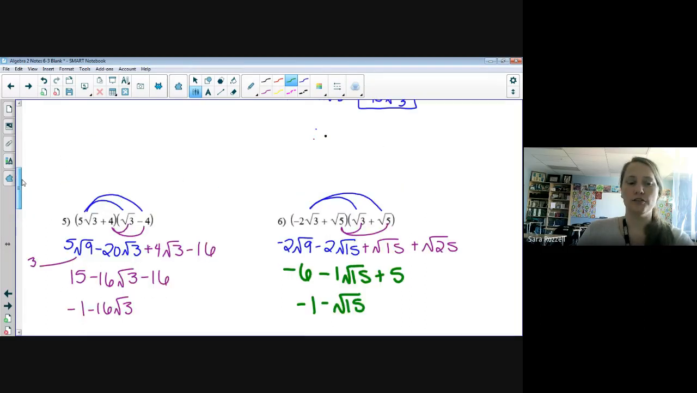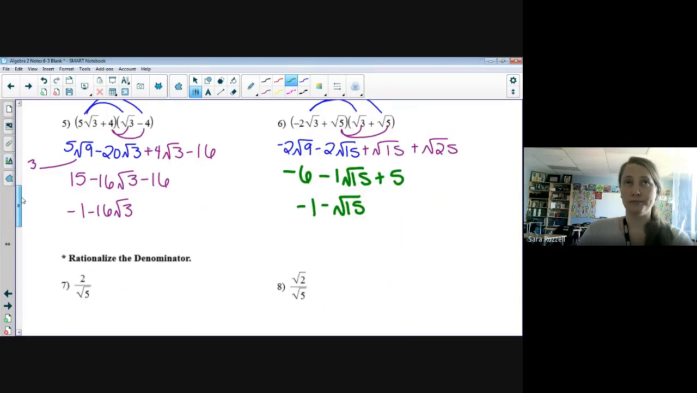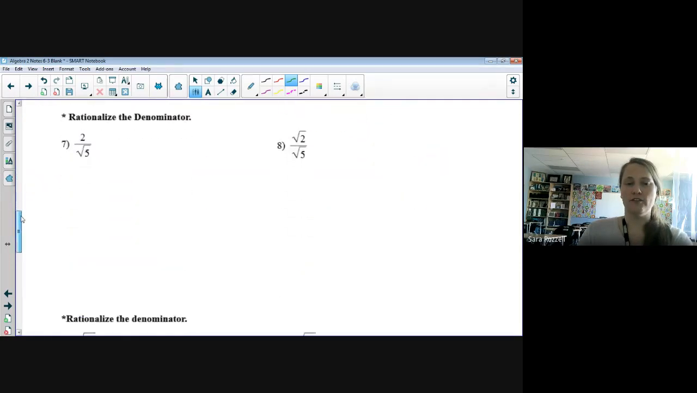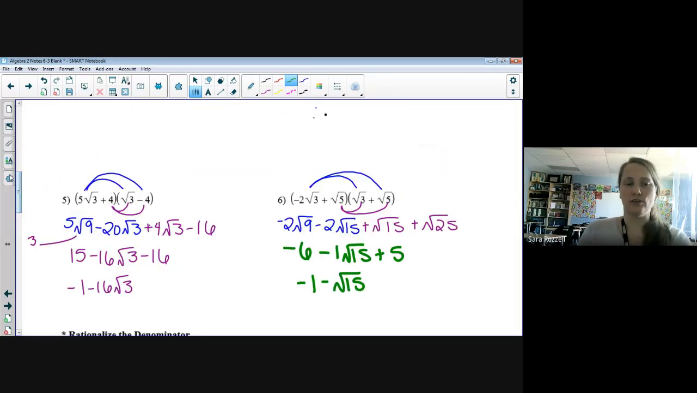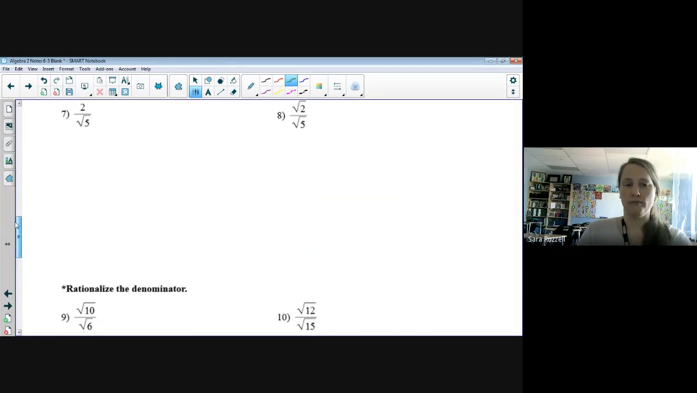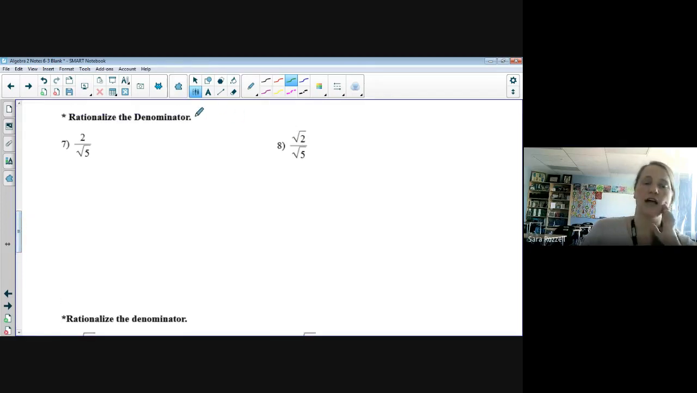We are going to move down to rationalizing the denominator. This is when you have a square root in your denominator. We have 2 different types. The first kind we're going to do, they just have a single square root in the bottom. The next kind is going to have 2 of them. So to rationalize the denominator, if you just have a square root in the bottom, you're going to multiply on top and bottom by that same square root.